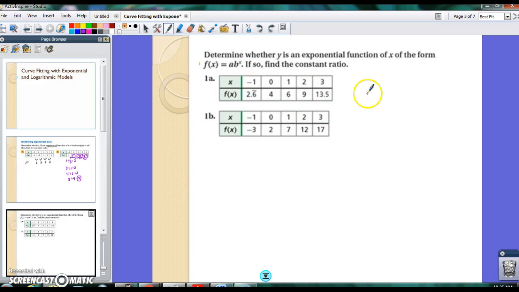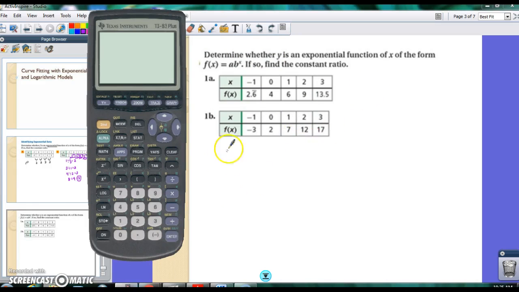Let's look at this first one. I'm going to do it right in the calculator. I have 2.6 repeating. So I do 4 divided by 2.6 repeating, and that gives me 1.5.